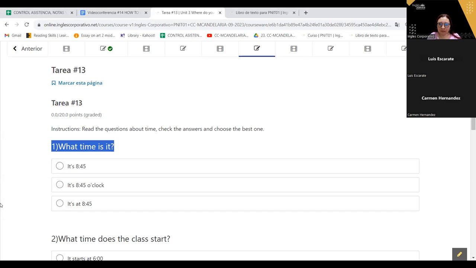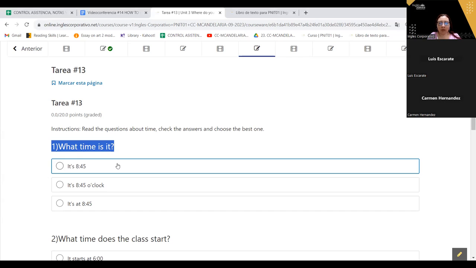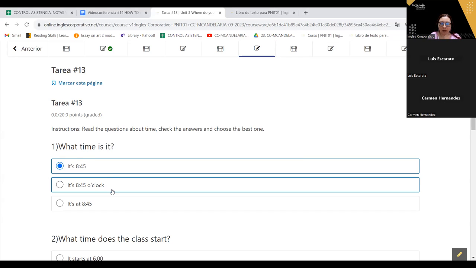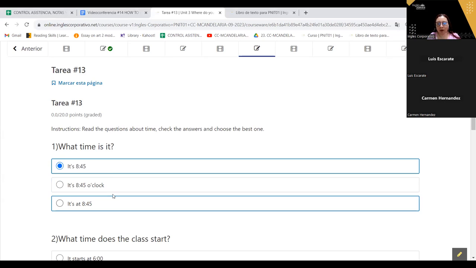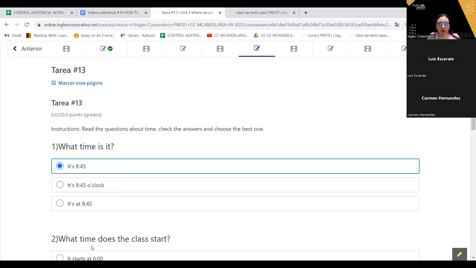It's 8:45 o'clock. I would say this one. It's 8:45, right? O'clock, por lo general. Ya vamos a ver qué dice la plataforma, pero por lo general, o'clock se ocupa cuando son horas en punto. Por ejemplo, las 3 p.m., 4 p.m., cuando es la hora en punto, right? So we will check on that.